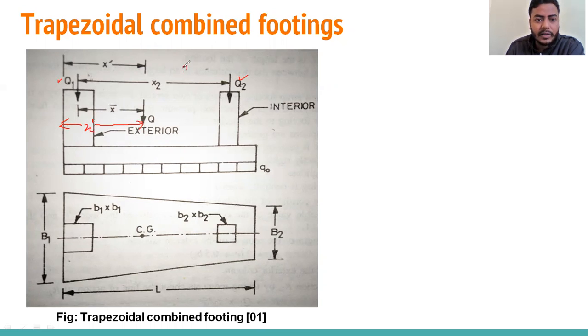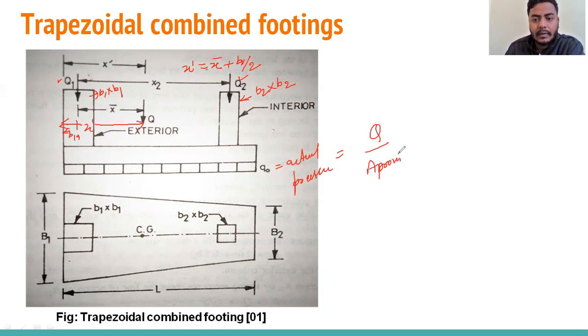So by this figure, you can say X dash will be equal to X bar plus B1 by 2, because this is B1. What is B1? B1 is the width of the column. So this is a square column, we can say B1 into B1. This is B2 into B2. Here you can say Q0, that is the actual pressure that we can get, Q divided by area provided. I get your point? Okay.